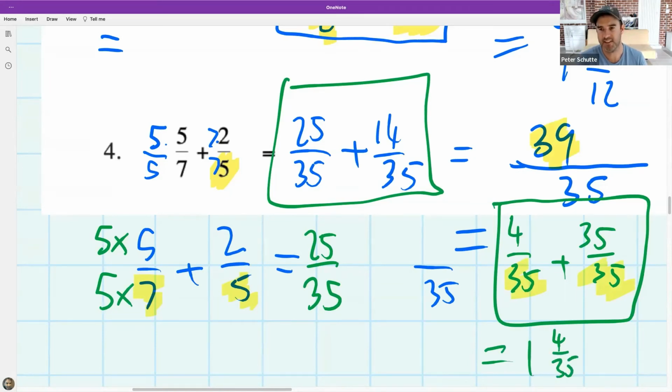Another way of saying it is saying, look, if I took 35 away from 39, then taking the 35 away gives me the 1. And then how much is left over? There's just 4 left over after that.